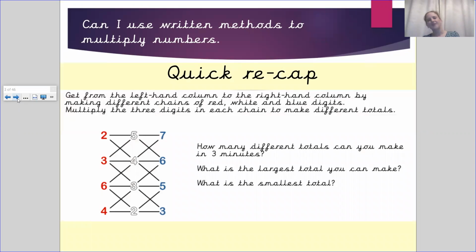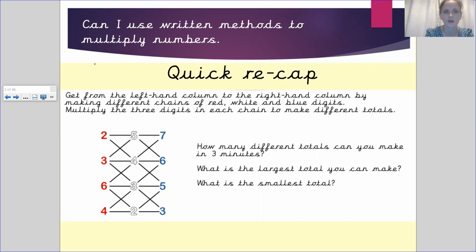So a quick recap, and I'd just like you to do this on a piece of paper with pen, or on your whiteboard, it's up to you. What I would like you to do is get from the left-hand column here, the one in red, to the right-hand column by making different chains of the red, then the white, then the blue digits, multiplying the 3 digits together in each chain to make a different total.